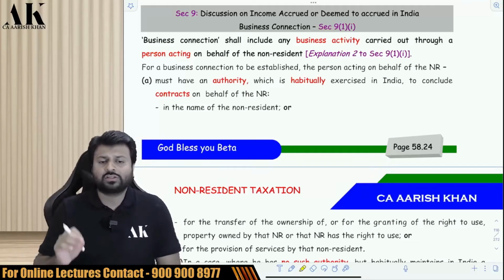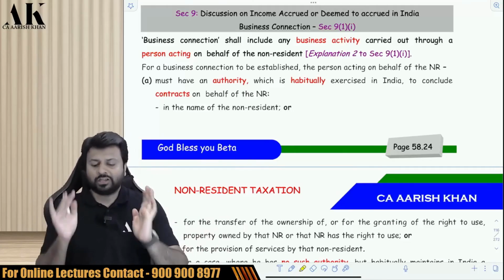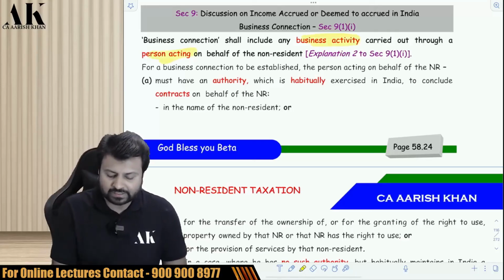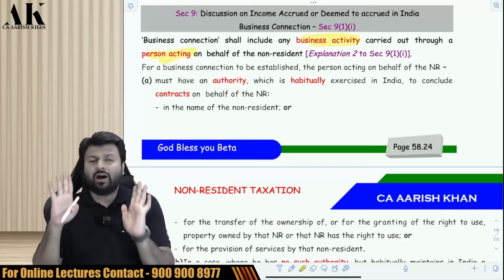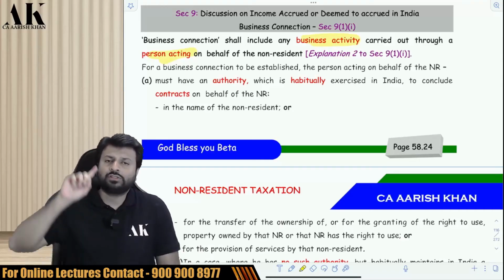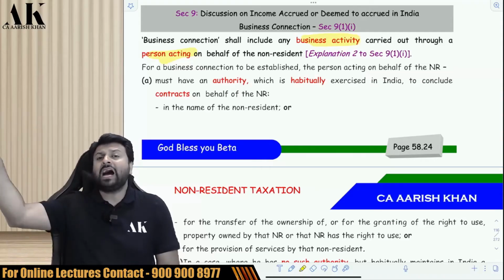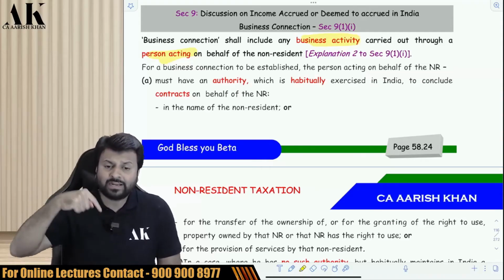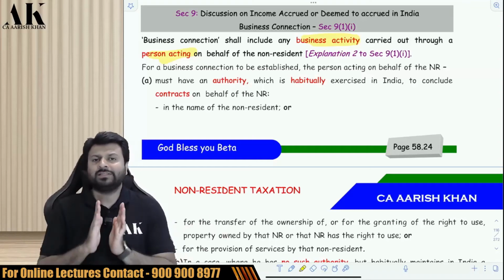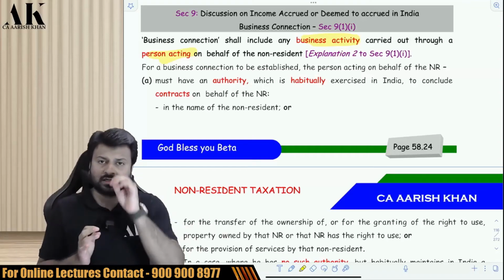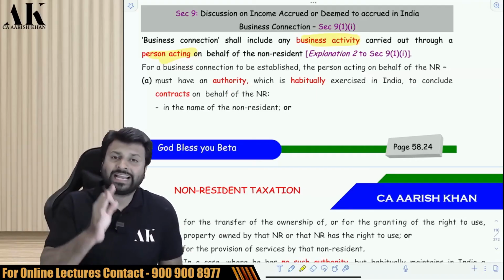The first clause talks about business connection. What do I mean by business connection? Business connection means any business activity which is carried out by a person on behalf of a non-resident. Suppose the non-resident is outside India and there is a person in India, and on behalf of that non-resident, that person in India is doing some activity. That activity will be called a business connection. And if business connection is established in India, the non-resident's business income will be taxable in India.